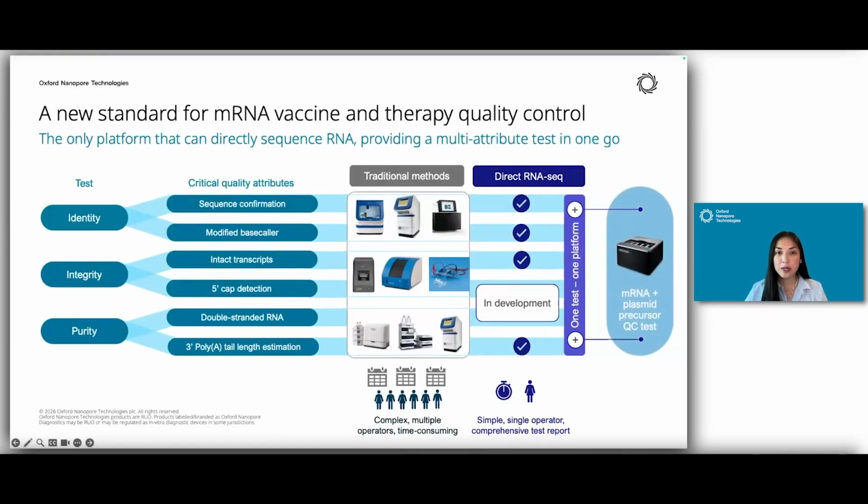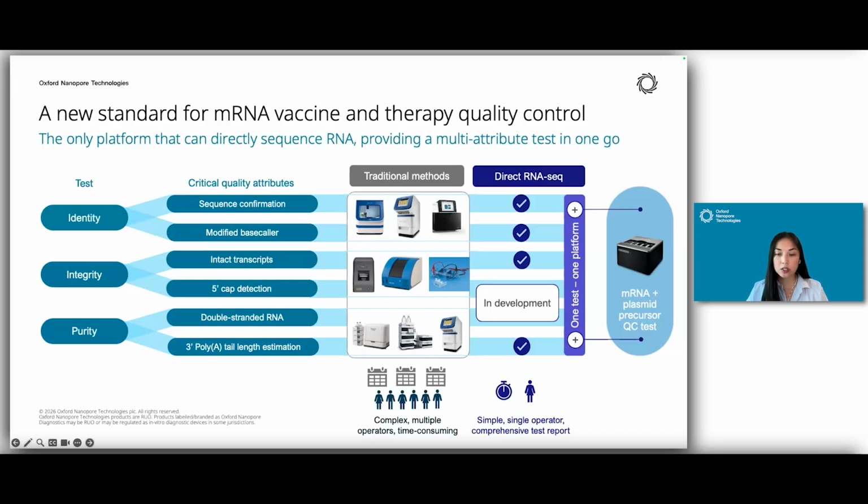Those modified bases become super critical when we're doing things like mRNA vaccine QC. While this is talking about mRNA vaccine, this does apply across all mRNA or RNA therapeutics as well, because we are able to capture the direct molecule. So for sequence identity, we are able to look at the sequence confirmation and leverage the modified base caller.